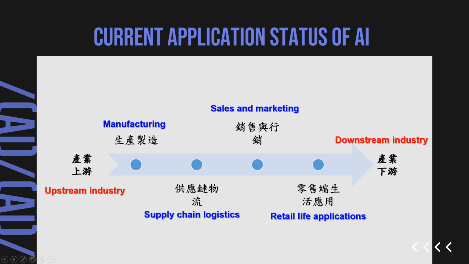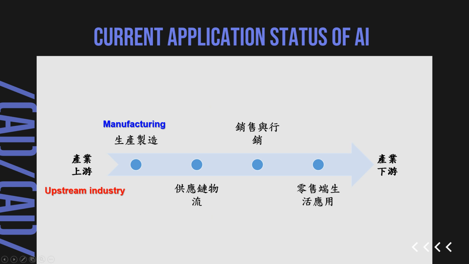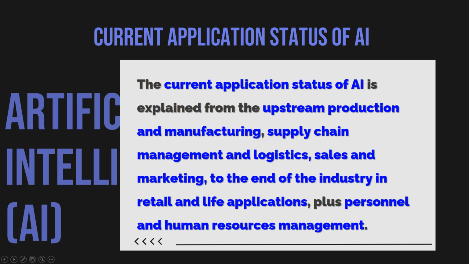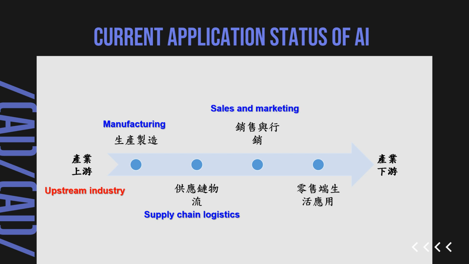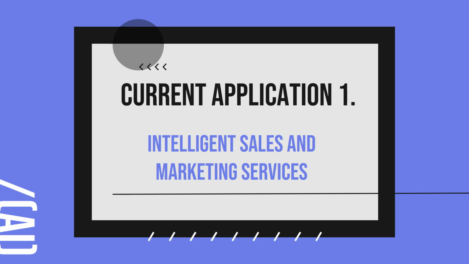The Chinese is called 生产制造. Okay, and supply chain logistics and sales and marketing. So I think in Taipei, a lot of departments are about sales and marketing. And right here is about the retail life applications. And the formal page just explains the picture right here. So let's just save time. Look at this picture right here.